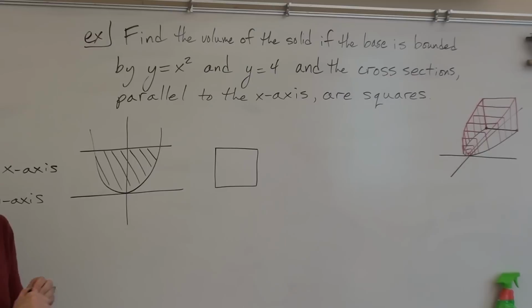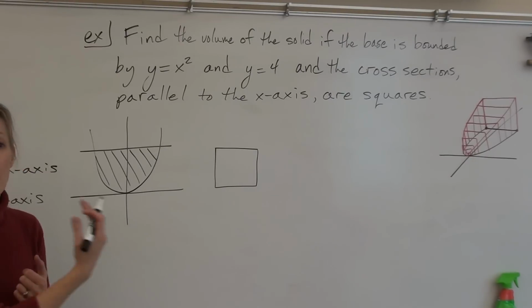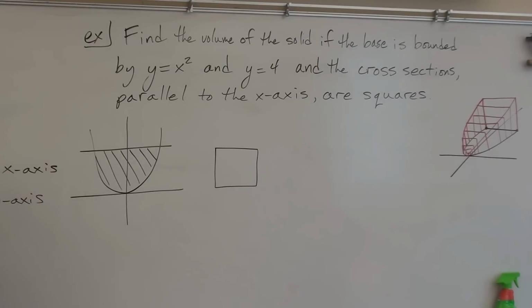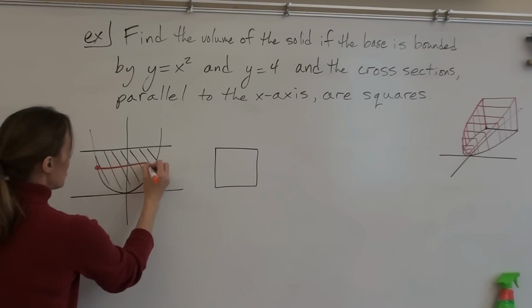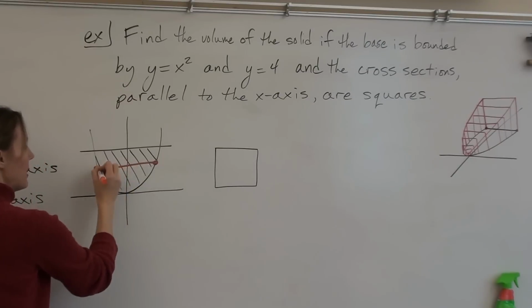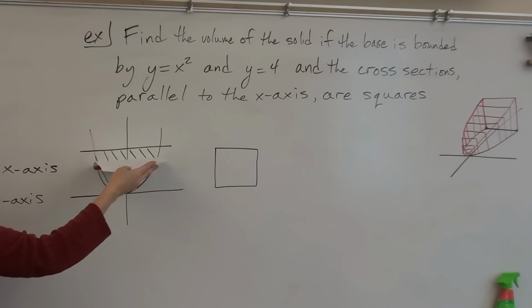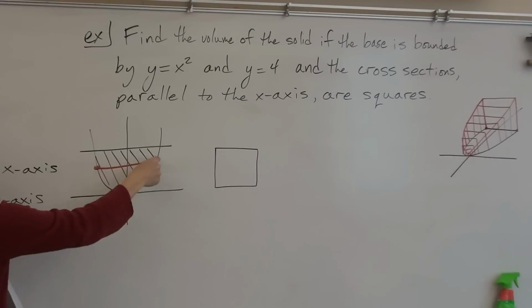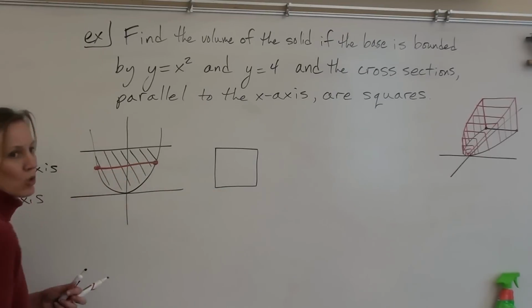All right, so let's talk about how to do this. So we know that this is going to be a dx or dy? Parallel to the x-axis means perpendicular to the y-axis, so this is going to be a dy problem. When it's dy, do we do top minus bottom or right minus left? Right minus left. So here's how you know. The length of the side of the square is determined by this distance, right minus left, because remember, the squares are coming out this way. So the bottom of the square is sitting across this shape, and whatever that length is determines how big the square is. So that length, right minus left, is the length of the side of the square.